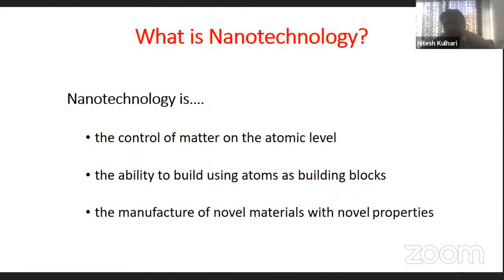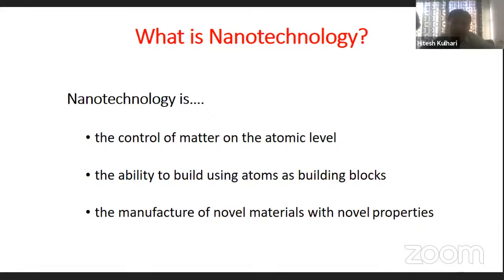Now, what is nanotechnology? What we have learned till now, how can we conclude this? So, nanotechnology is the control of matter on the atomic level, because the size of atoms is around an angstrom. So if we take a particle having 1 or 2 nanometer, it is nothing but a group of atoms. So we can say that with nanotechnology we can control the material at its atomic level.